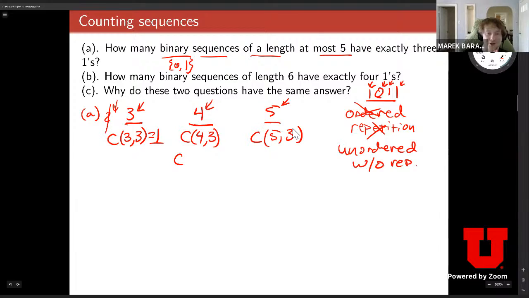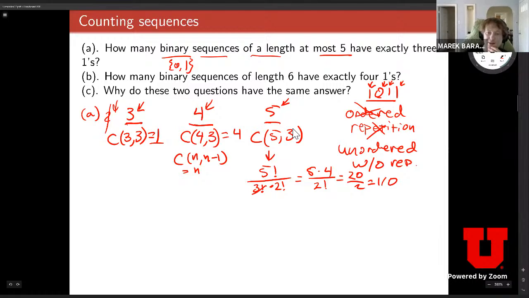These are just quick things. If I have n choose n minus 1, this is equal to n, so this is equal to 4. And then 5 choose 3. I'm going to apply the definition. That's 5 factorial over 3 factorial times 2 factorial, which is equal to 5 times 4, since I'm getting rid of the 3 factorial here, divided by 2 factorial. That's 20 over 2, which is equal to 10.